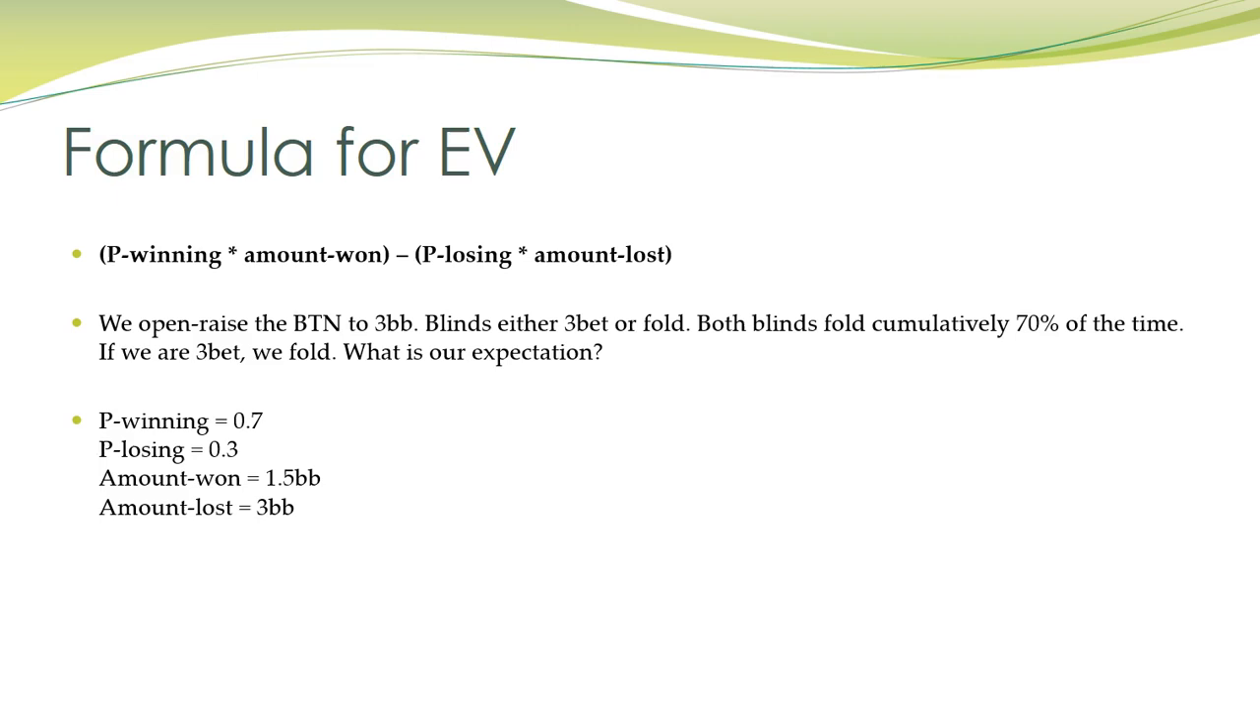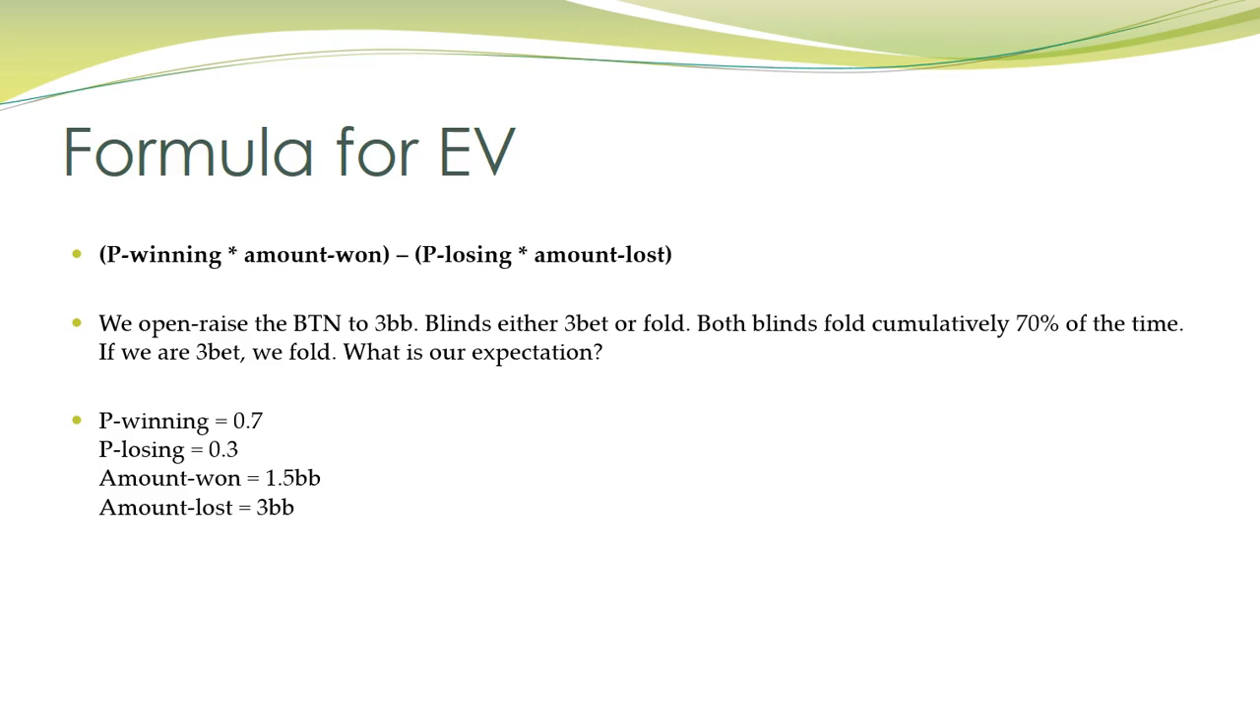Term number 1, the probability of winning. How likely is it that we will win here? Well, both blinds fold 70% of the time. Our probability of winning is 70%, but of course we have to express that as a decimal, 0.7. What is the probability of losing? Because nowhere in this question does it actually tell us directly what the probability of losing is. However, we can figure that out using a simple process of deduction, because there are only 2 outcomes here. Either we win or we lose. So if our probability of winning is 70%, our probability of losing has to be 30%.